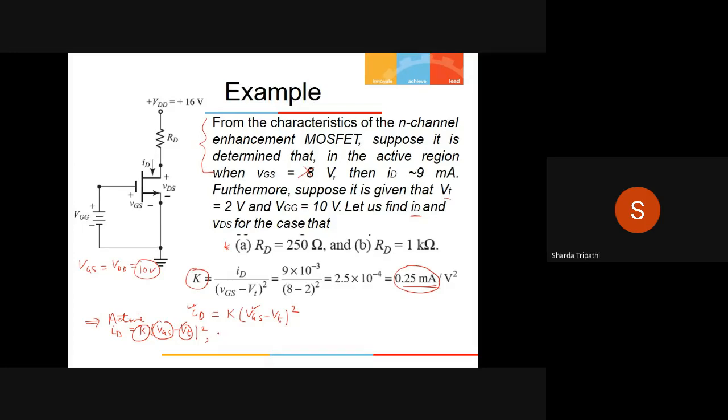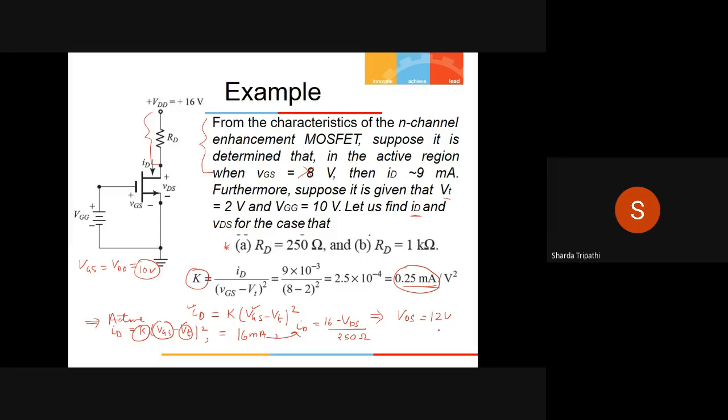So if you substitute all these and solve, you are going to get ID as 16 milliamperes. And if ID is 16 milliamperes, how about VDS? So VDS निकालने के लिए what do we do? We apply Ohm's law over here. So we say that ID is equal to VDD, which is 16, minus VDS, which we have to find out, divided by RD, and RD value in the first case is 250 ohms. So if you substitute ID as 16 milliamperes in this and then calculate the value of VDS, you're going to get VDS value as 12 volts.